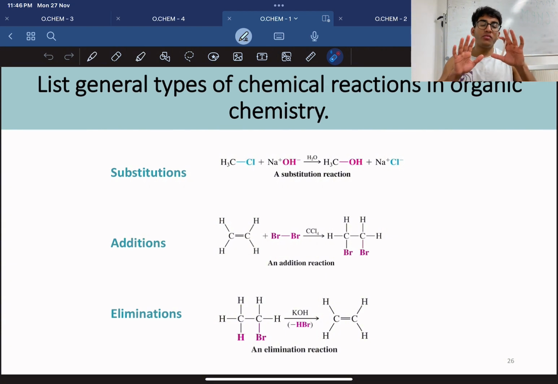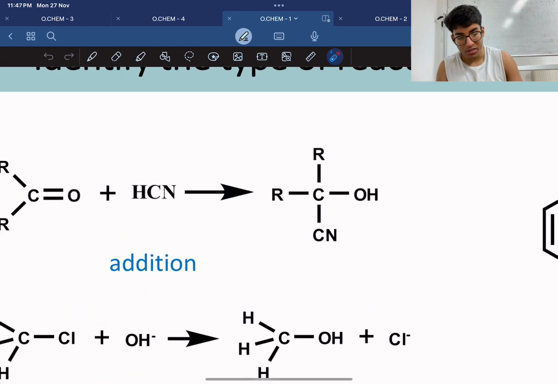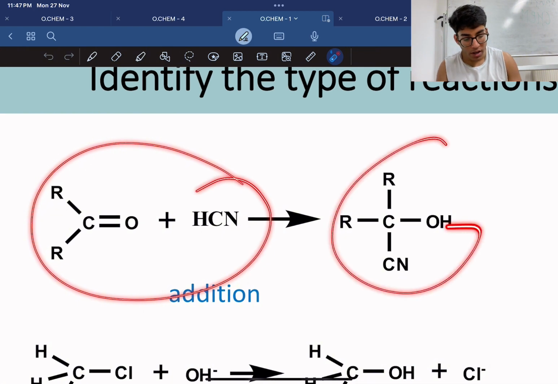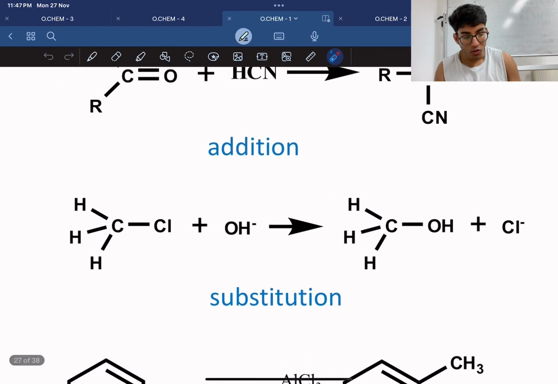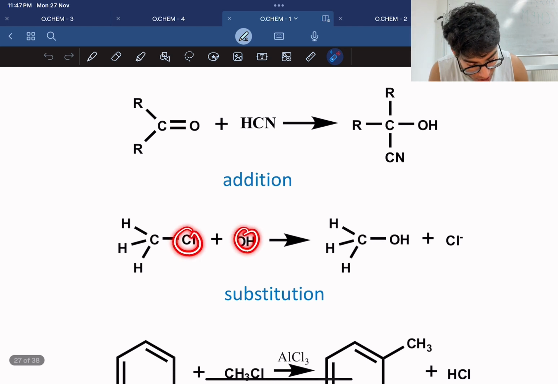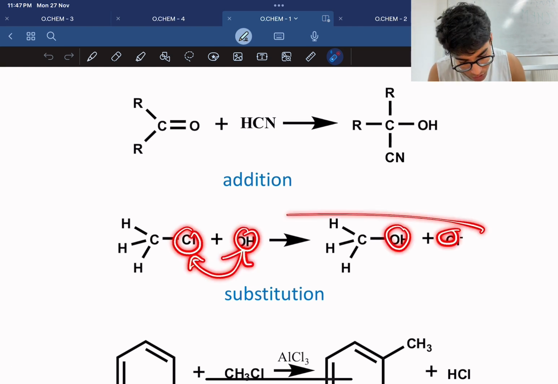Additions are very simple. You have two or more compounds, they join and they become one. Eliminations are a bit different. You usually have one compound and another compound, but you can clearly see that something has been removed from it. So let's look at some examples and then we can understand. Look at this. Two compounds become one, addition. Now over here you can see Cl and OH have been switched, so substitution.